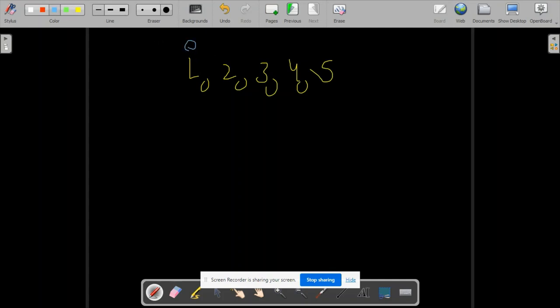This is the 0th index. This is the first index. This is the second index. This is the third index. This is the fourth index.